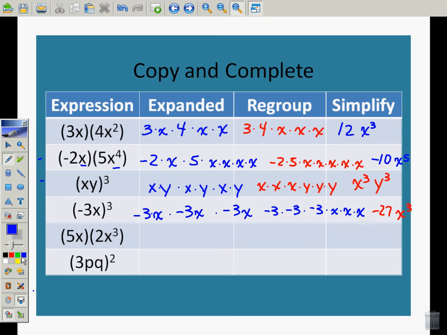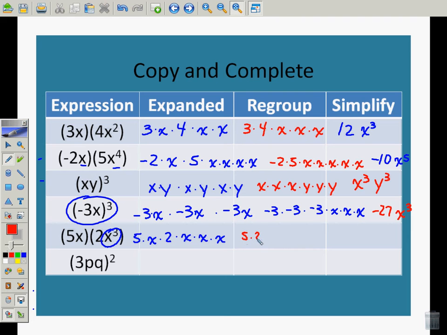Coming down to the next one. Hopefully you got this. 5 times x times 2 times x times x times x. You're probably wondering, well, isn't 2x to the third 2x times 2x times 2x? Look, the 3 only goes with the x. Up here it went with the whole thing, but down here it only goes with the x. And so if it's only by the x and it's not outside the parentheses, only the x gets multiplied 3 times together. So when I reorganize, I really end up with something that looks like this.